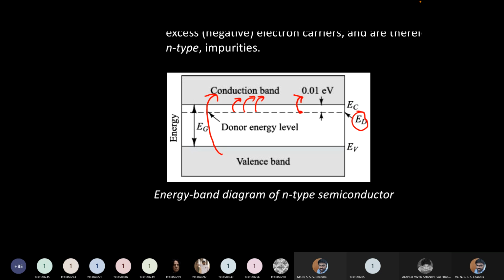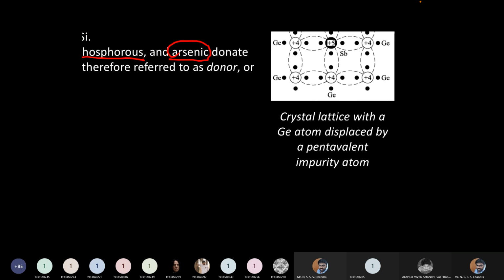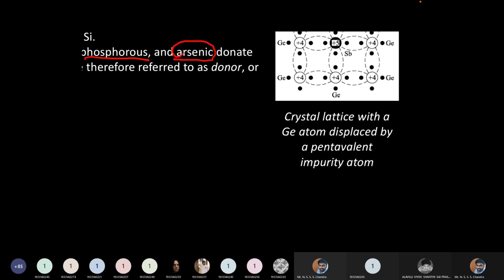Compared to the electrons from the valence band, the electrons from the donor energy level will be occupying the conduction band. Unless an electron leaves the valence band, there is no scope for a hole to exist in the valence band. Once an electron leaves the valence band, only then can we have a hole. So when you are adding this pentavalent impurity, the number of electrons in the conduction band is greater than the number of holes in the valence band.